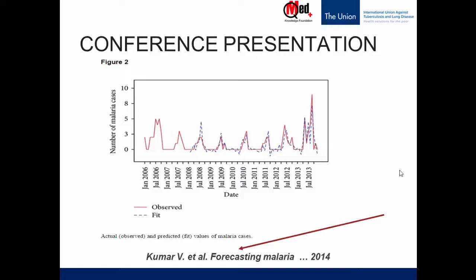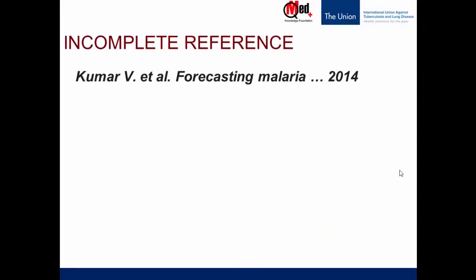Now, seeing the contents of this figure, which is about actual observed and predicted values of malaria cases, the figure is interesting with all the details and you want to actually read this article. How do you get to this? Here we are with our incomplete reference. Yes, you could do a generic search engine search, but you might get a lot of results and again, it could be difficult to find out the original one.